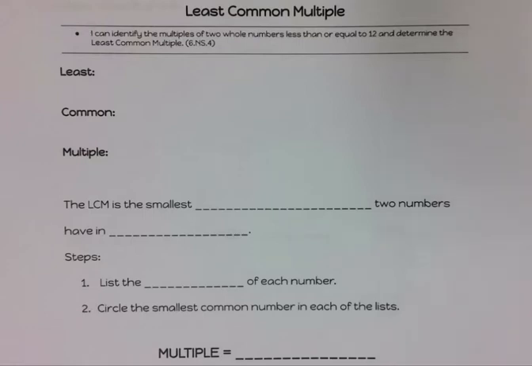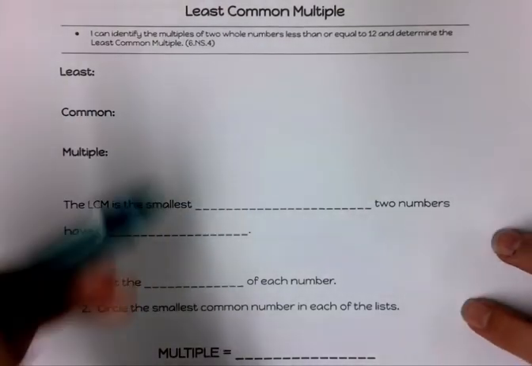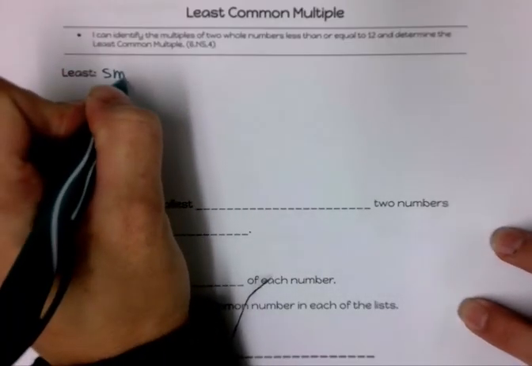We're going to be talking about least common multiple. This is where we're going to be able to identify the multiples of two whole numbers less than or equal to 12 and then determine the least common multiple. So let's talk about what the word least means. Least is another word for smallest.